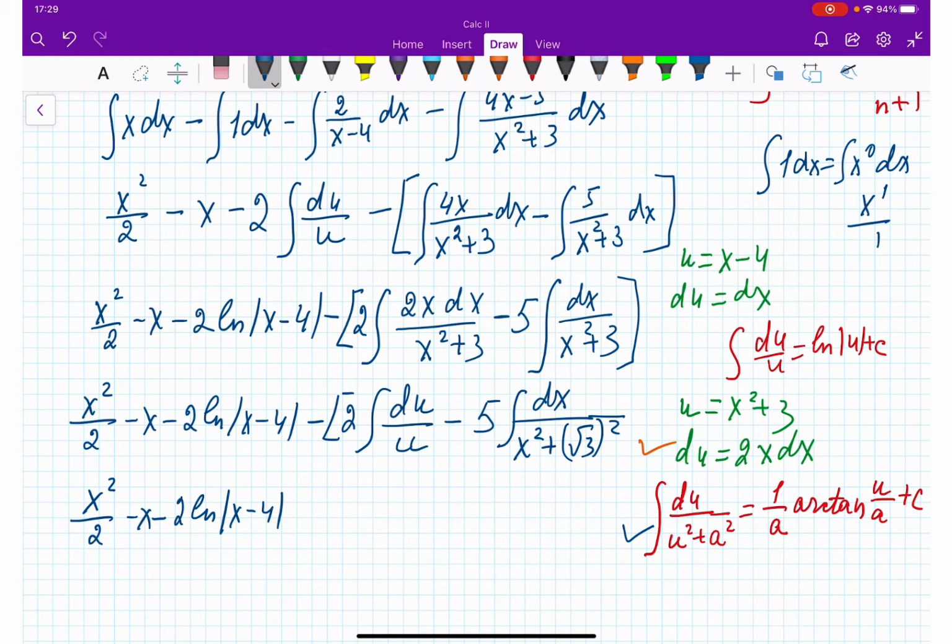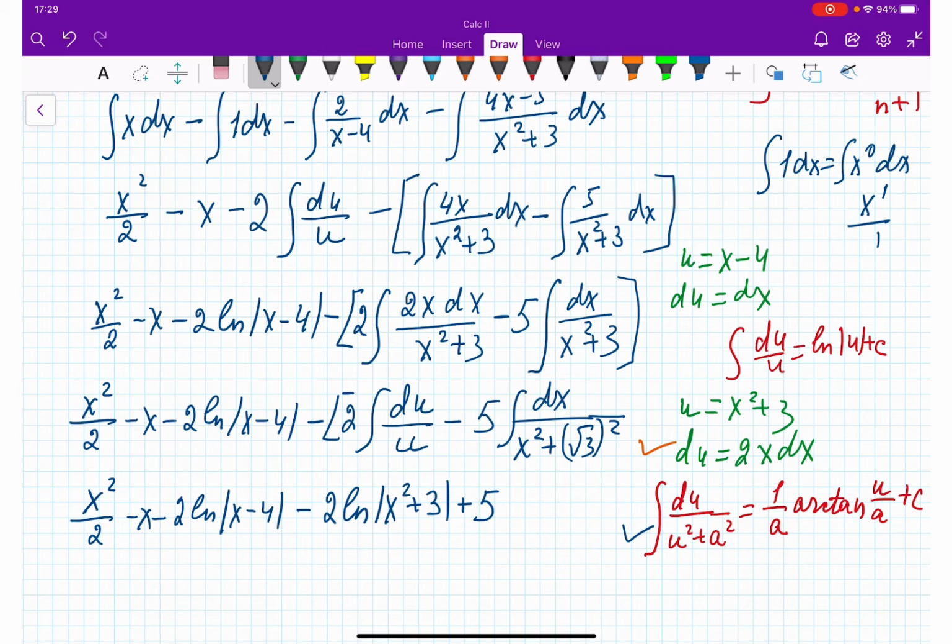All right, it's going to be minus 2 du over u, it's going to be logarithm u, right? And our u is x squared plus 3, correct? So it's going to be 2 natural logarithm x squared plus 3. And here we get plus, because I'm opening this square bracket.